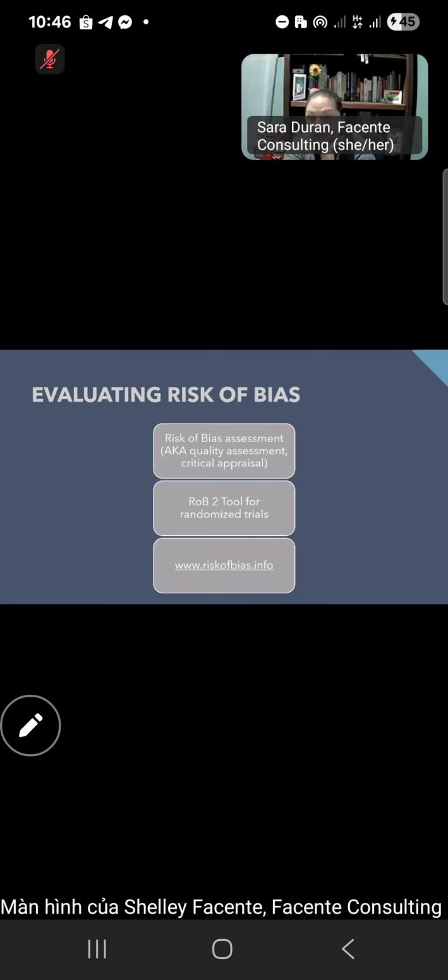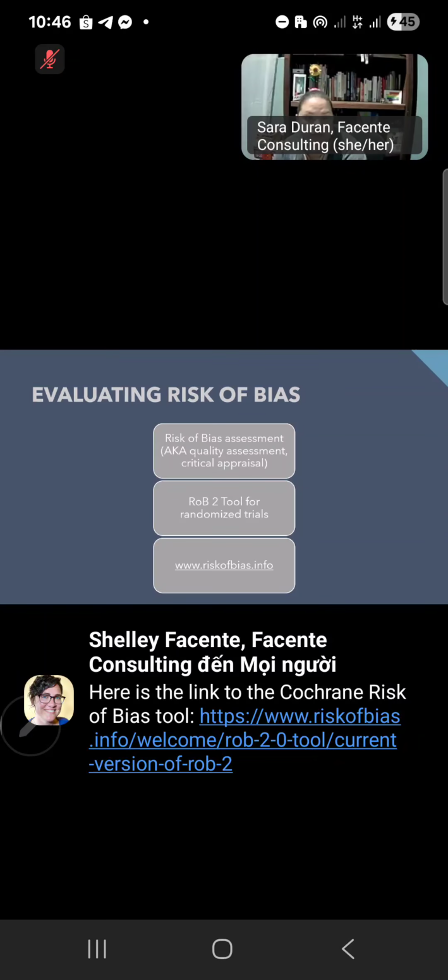So the most commonly used tool for randomized controlled trials is the ROB2 tool. We will go into a bit more detail here about the Cochrane Risk of Bias tool, which you can get at the website on the screen here, riskofbias.info. And I believe Shelley is going to drop it into the chat. And this is what the tool actually looks like.